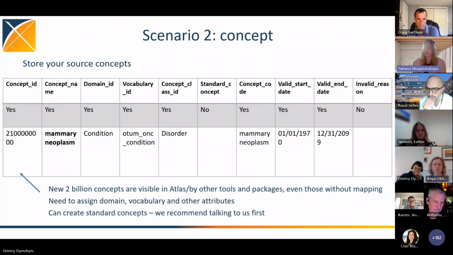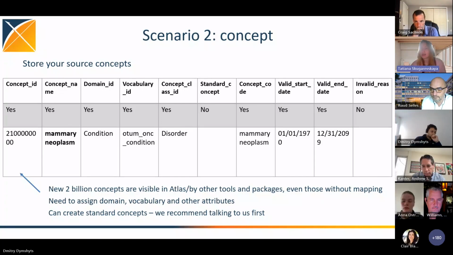So what you would do, you would add records to the concept table for each source entity that you have, and the machinery will assign 2 billion plus concept IDs to them, basically making them custom concepts, what we call, same as any other concept in Athena you may have seen. By default, we recommend making them non-standard. That is, the standard concept field will be null. There may be corner cases when you can make them standard, but we really advise thinking about that because there may be some unexpected circumstances.